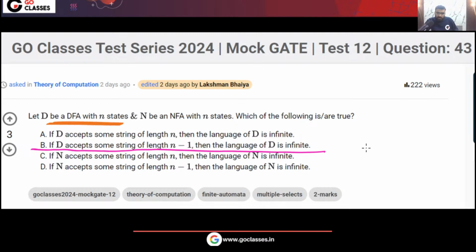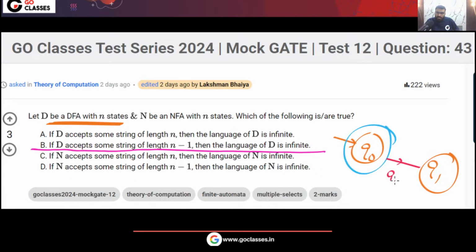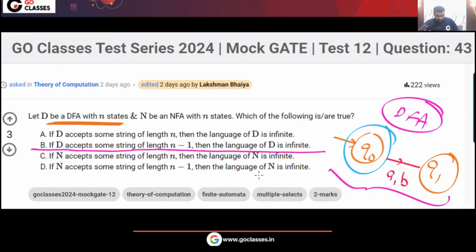If you do this, basically what you are saying is, take a two-state DFA, make this the final state, and from this DFA all the transitions will go to Q1. The problem is you are not accepting any string of length n minus 1. Look at this DFA, it is not accepting any string of length n minus 1. Very good. So that is the reason this example will not work. Is this clear?